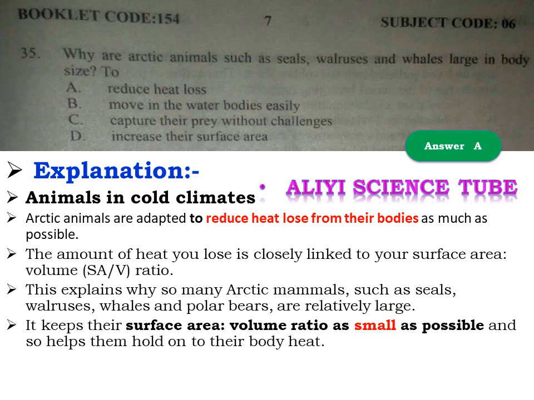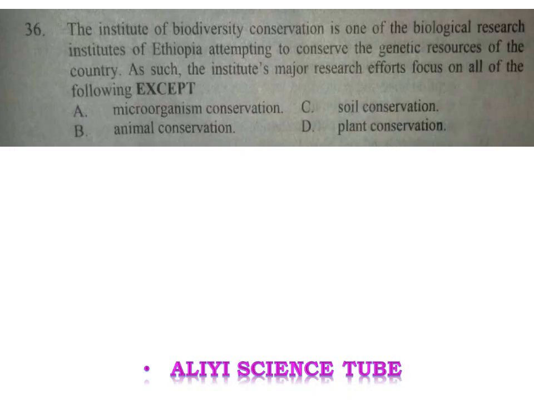Reduce heat loss from their body. Those are the answers. Question 36. The Institute of Biodiversity Conservation is one of the biological research institutes of Ethiopia attempting to conserve genetic resources of the country. The institute's major research efforts are focused on all of the following except one. A. Microorganism conservation. B. Animal conservation. C. Soil conservation. D. Plant conservation. So the answer is C.